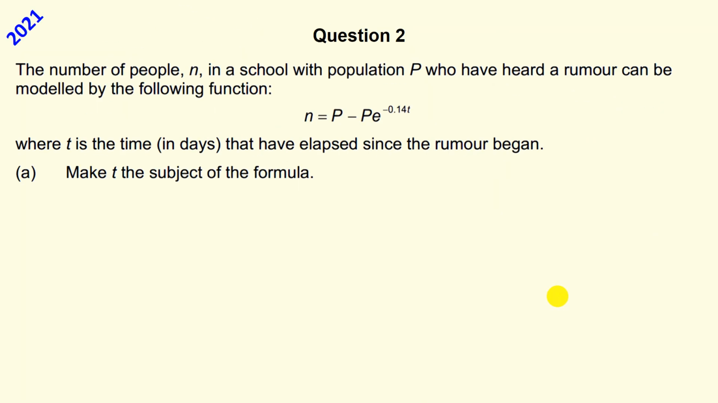Question 2. The number of people N in a school with population P who have heard a rumour can be modeled by the following function: N equals P minus P e to the negative 0.14t, where t is the time in days that have elapsed since the rumour began.